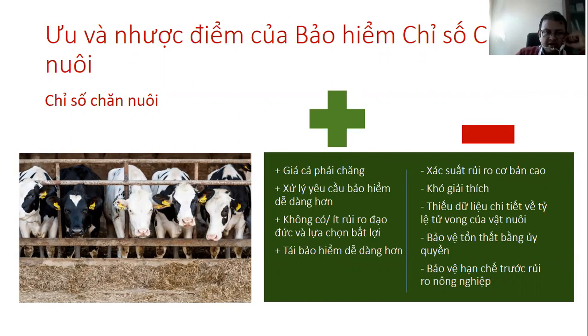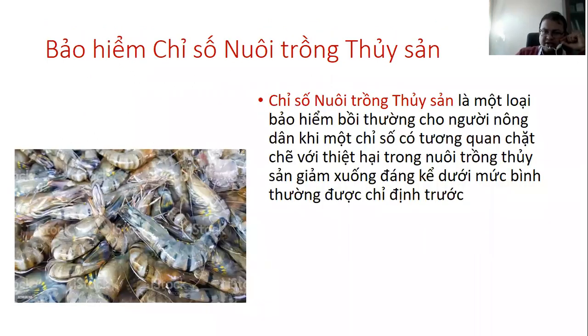Another category of products is aquaculture index insurance. And again, there are very few examples of this category of products in terms of index insurance. Of course, there are examples of aquaculture indemnity, including in Vietnam. But with aquaculture index, there are some examples, but not many. So this category of products, basically, it's a type of insurance product where the compensation is based on an index, which is strongly correlated with aquaculture losses.